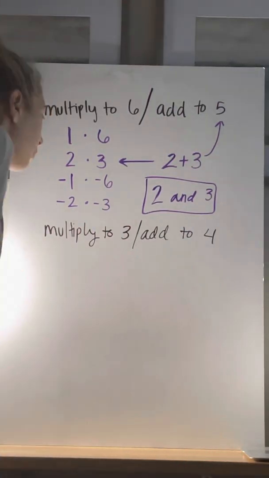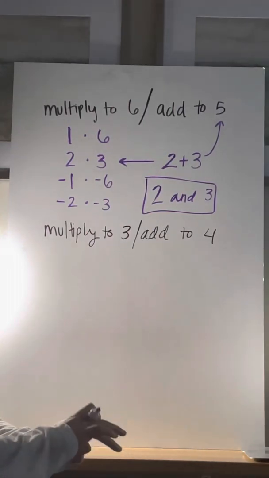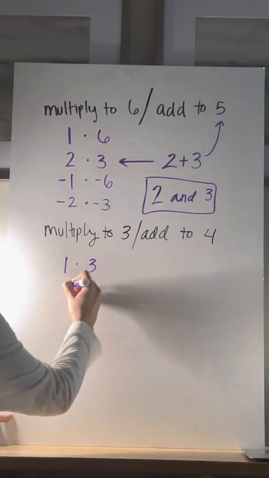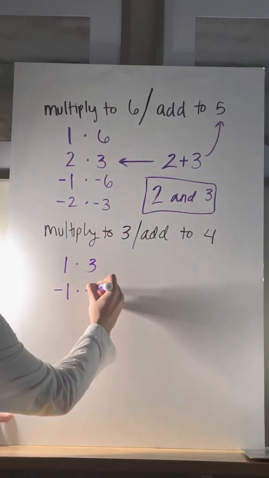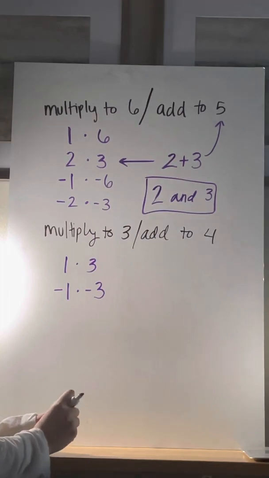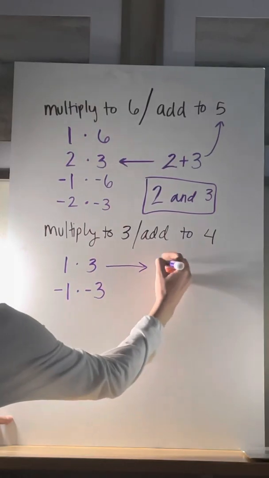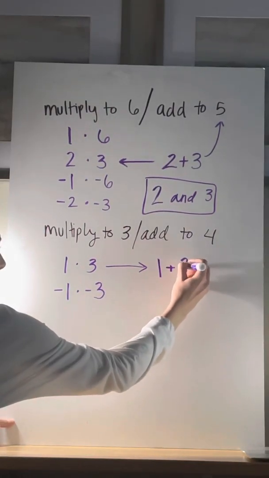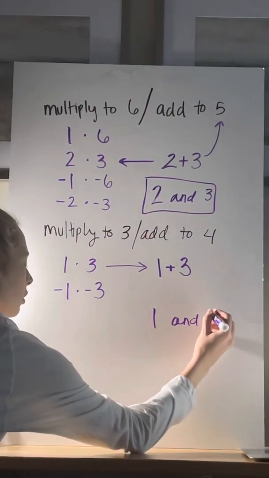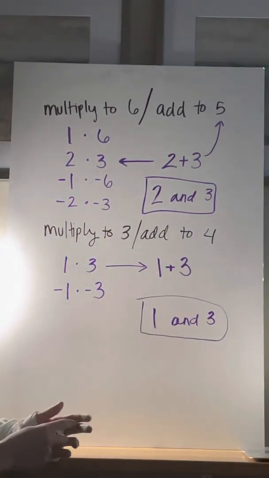Okay, now for the second one, same thing, just different numbers. We have multiply to 3 and add to 4. So now let's go ahead and list the multiples of 3. 1 times 3 and -1 times -3. Right, this one's simple. It only has 2 of them. So which one of these now adds to get a +4? It's going to be our 1 times 3, or 1 and 3, because when you add them, you get 4. So our two number values, or terms, you could say, that work are 1 and 3. Okay?